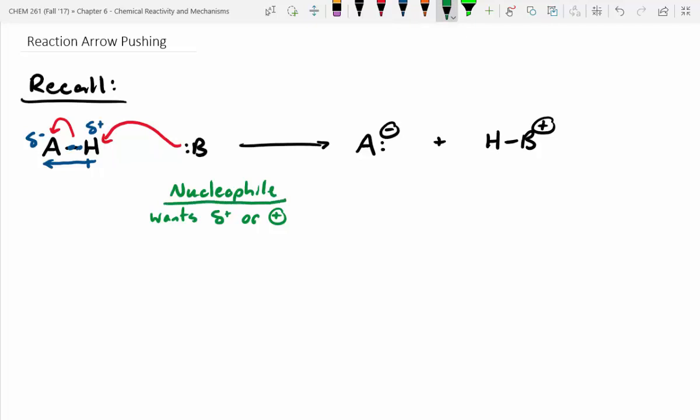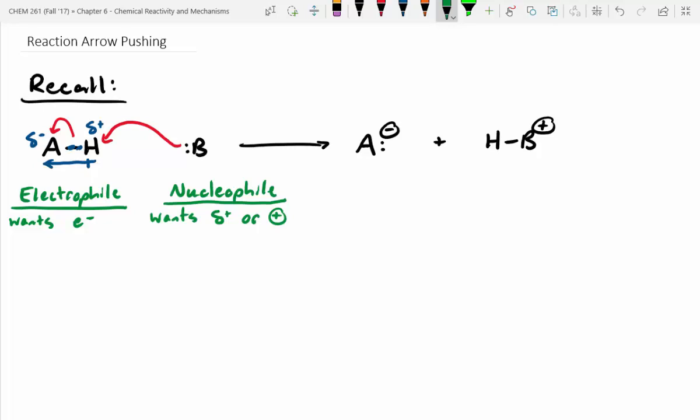On the other end, we've got what's called an electrophile. And this is something that wants electrons, right? Electrophile makes a lot more sense than nucleophile in my opinion. So your electrophile is anything that has a partial positive on it or a full positive.